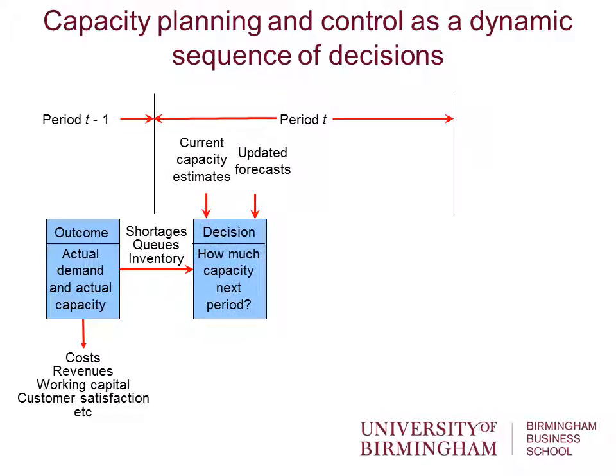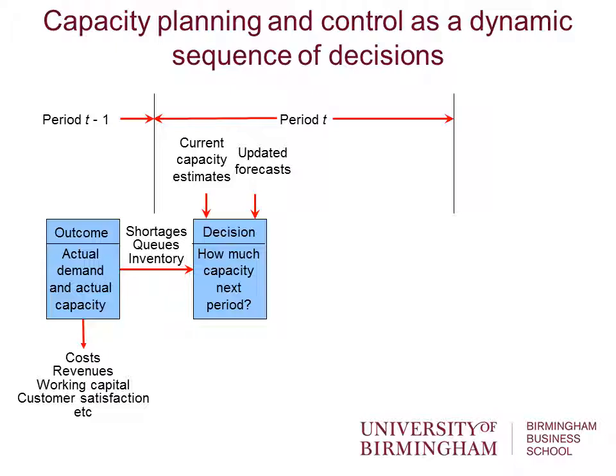With our knowledge of what happened in the previous time period, which could have been a year, or a month, or a week, or a day, we can use that information to make decisions. Those decisions will affect our current capacity estimates in this new time period. Do we need to add units of capacity, people, machines, whatever, or do we need to remove them? And also, we can update our forecasts based on what happened in terms of demand from the previous period of time. So these will enable us to determine how much capacity we need for the next period.